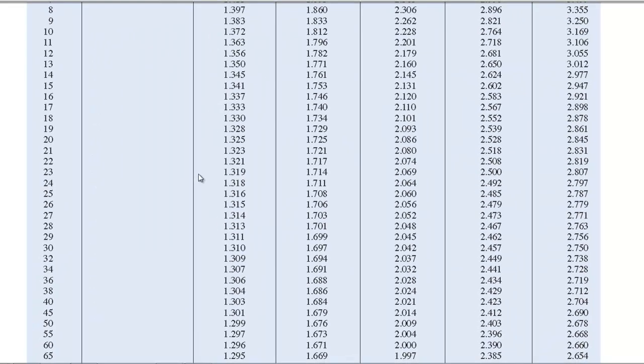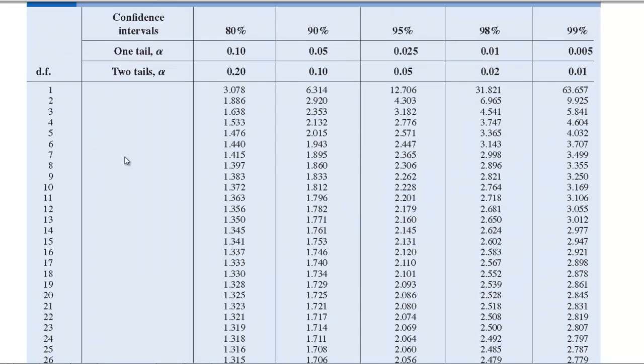Let's look at the 19th curve here. So if you have a sample size of 20, you have 19 degrees of freedom. And if you're doing a 95%, or what did I say, 90% confidence interval? I don't remember what I said.